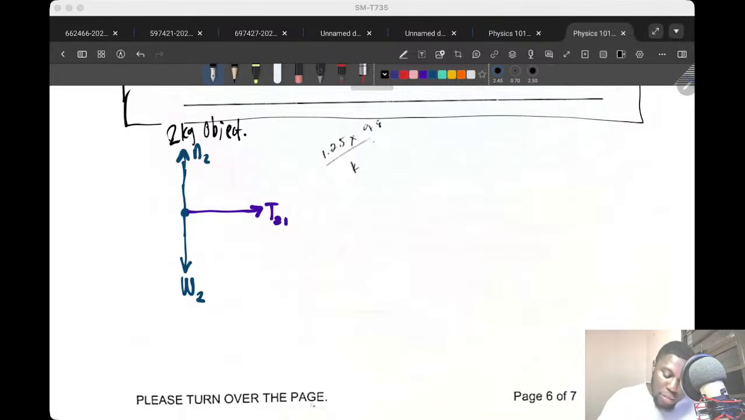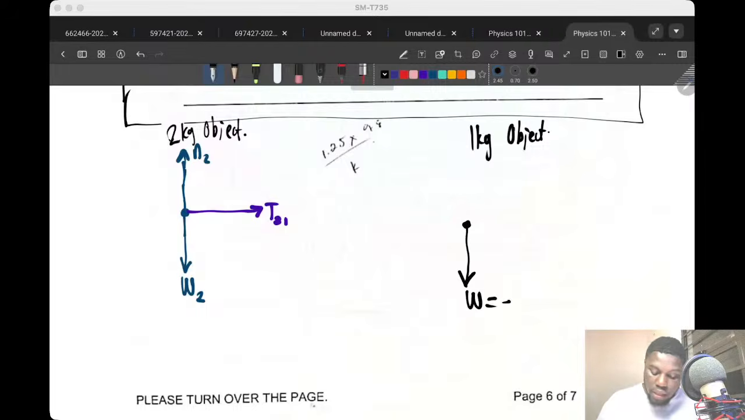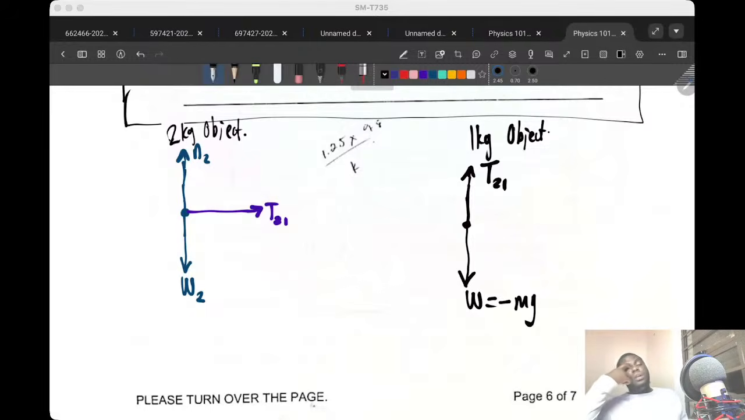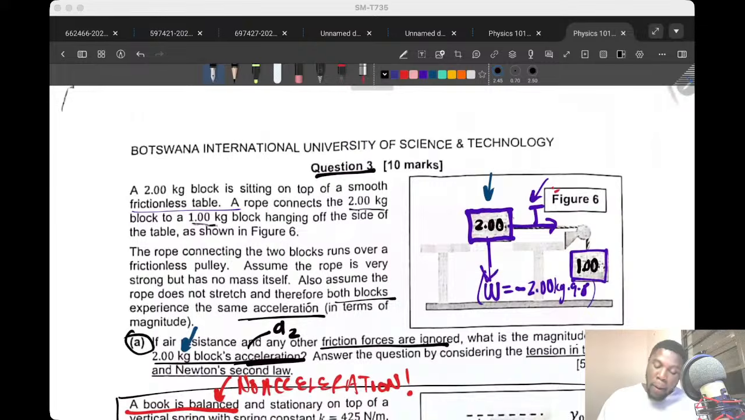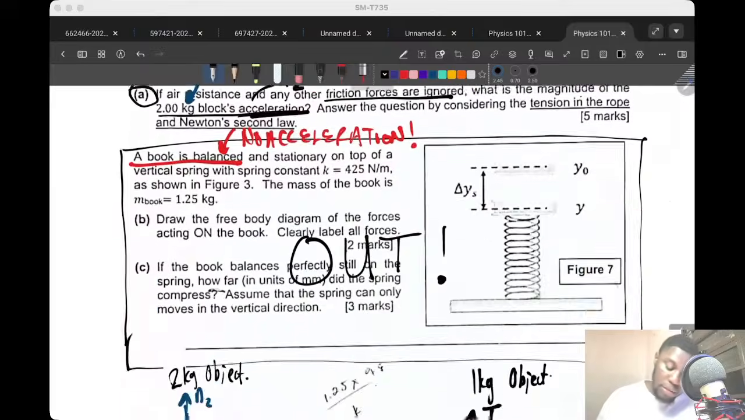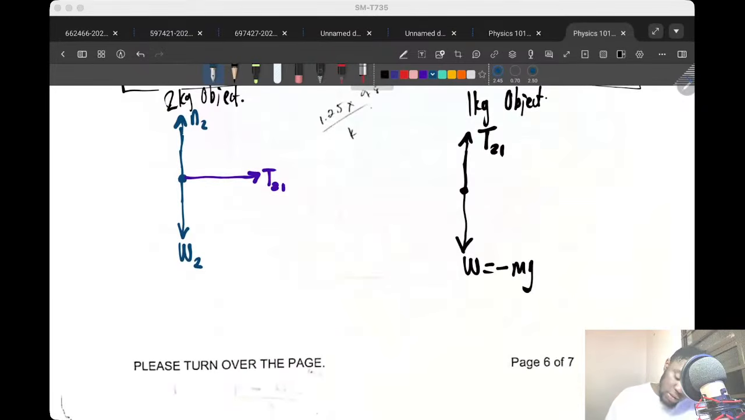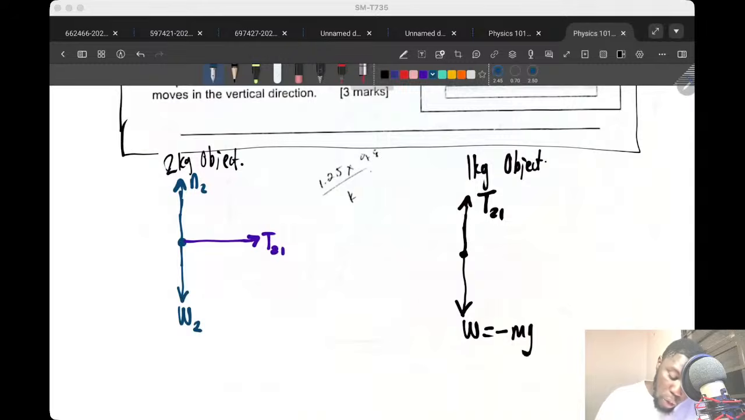Now, for the 1 kg object, what do we have? We're going to have its weight. Weight is equal to negative mg. Then we're going to have the tension, tension by 2 in 1. Okay? If you go and look at it here, you see that's what happened. There is the weight, then there is the tension. So this is what is going on. So what you must know is that from here, we start by resolving for the 1 kg object.